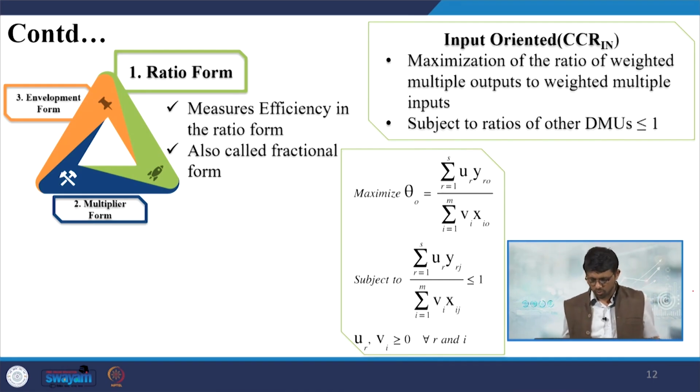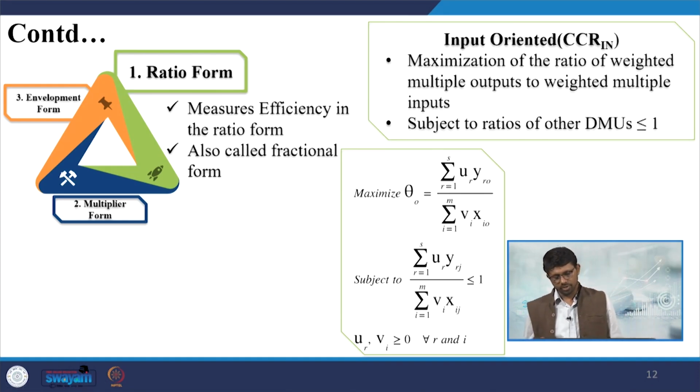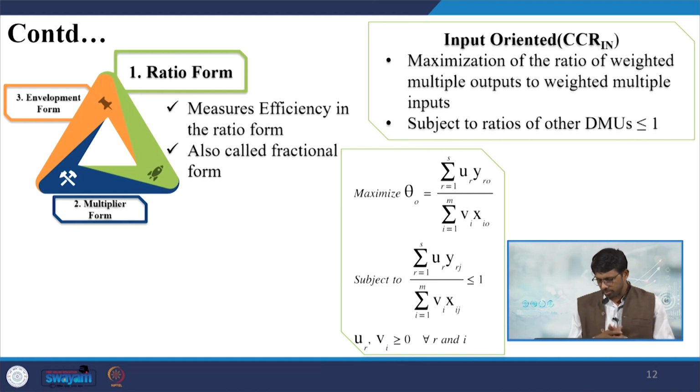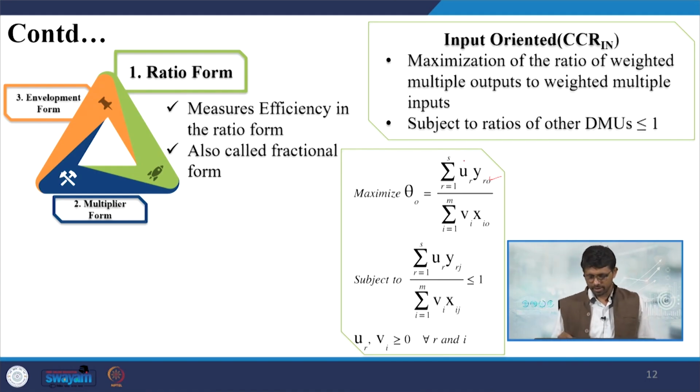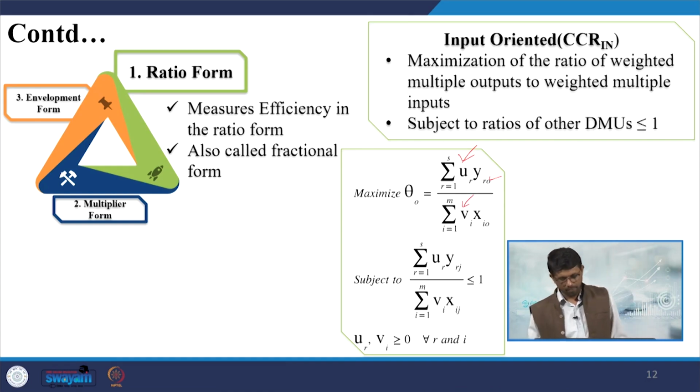So, this is how it is explained. The attempt is that theta refers to the maximization of output to input. Here y stands for the output and x stands for the input. Output variables, and there might be r output variables, for the respective DMUs, which stand for the organizations. The respective weights are u and v for the outputs and inputs respectively, subject to other DMUs.